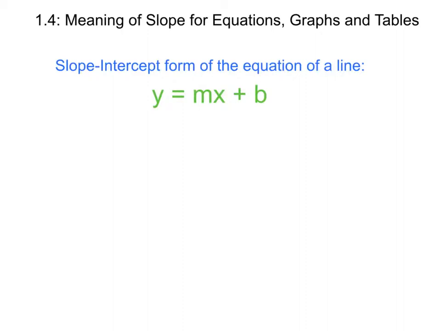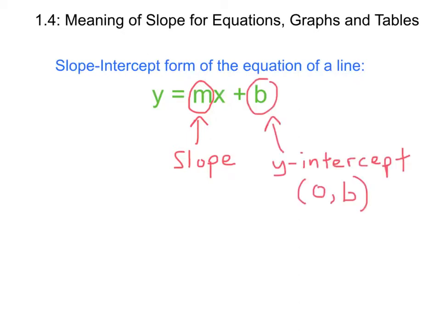And the reason it's called that is because both the slope and the y-intercept are right in the equation. M represents the slope of the line, and the letter B represents the y-intercept of the line. Now technically the y-intercept is the ordered pair 0, comma b, but that letter B tells us where the line crosses the y-axis.